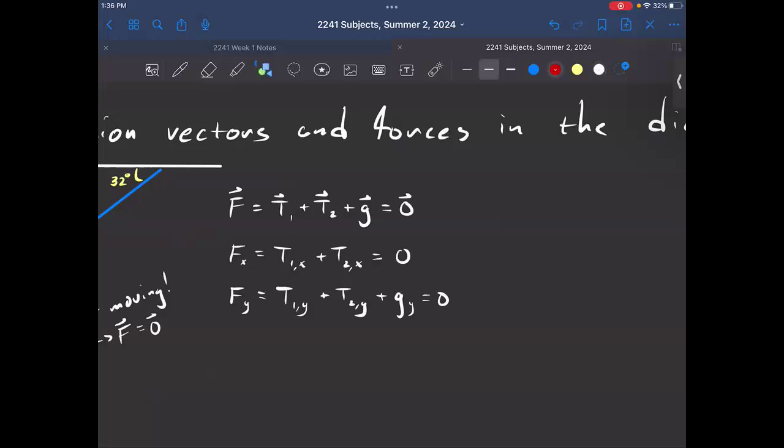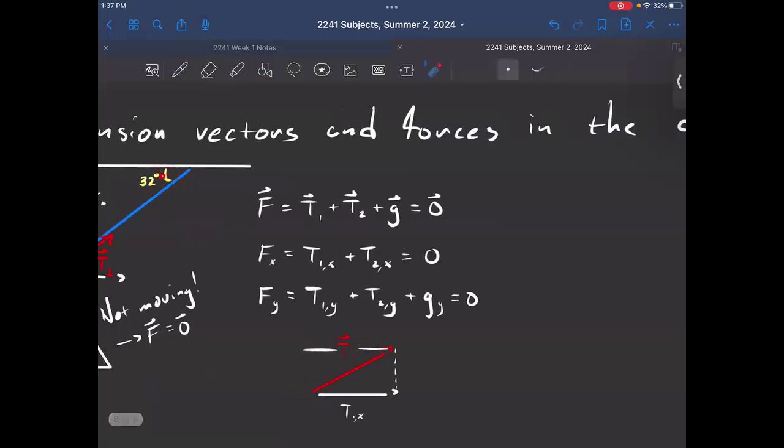So given, let's say, vector T1 and that component in the x direction, T1x, we can draw a triangle. And remember, that triangle had this angle 32 up here. And so by the opposite interior angles theorem, if you remember what that is from geometry, we also have 32 degrees down here.